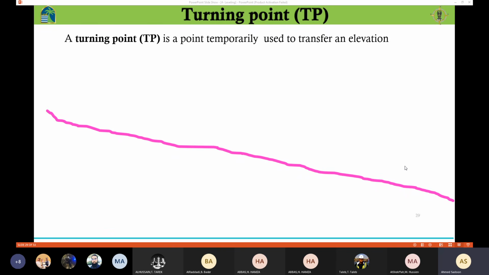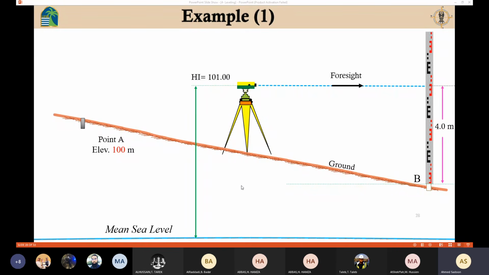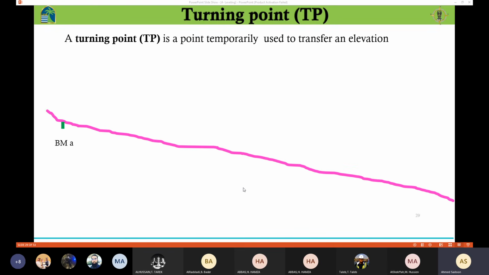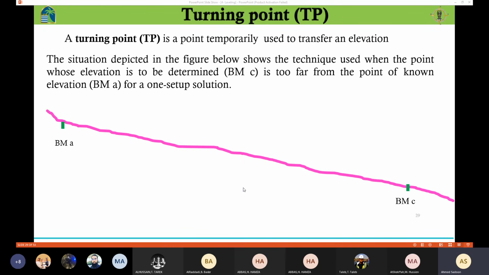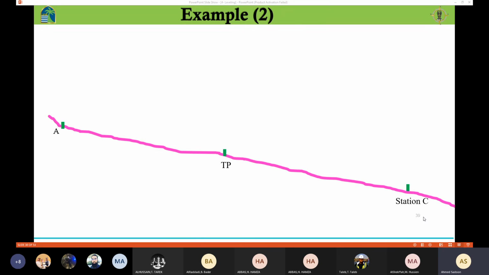Okay, so in this example, it was very simple. I have only one setup. But like I said, sometimes the distance is far away, so I need to create more than one setup so that I will be able to reach this point. Okay, so I'm going to stop here. So next time I'm going to show you an example in case that we use a turning point.